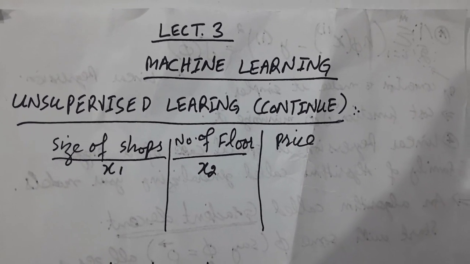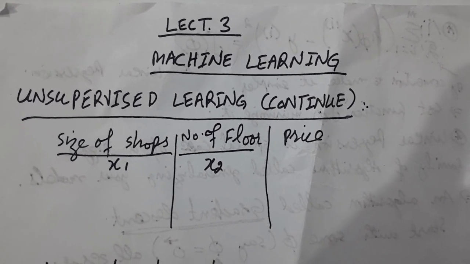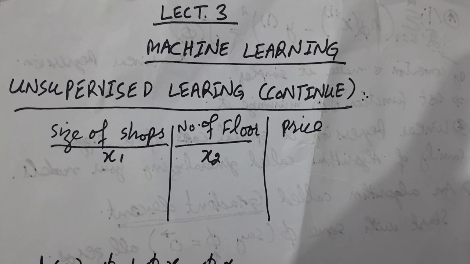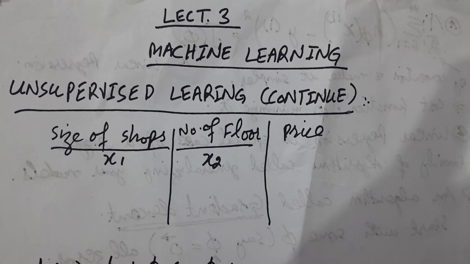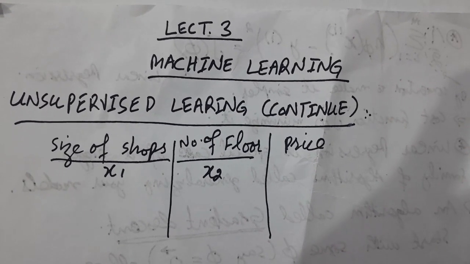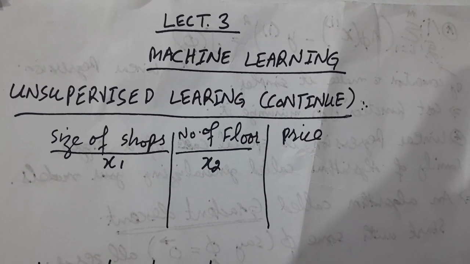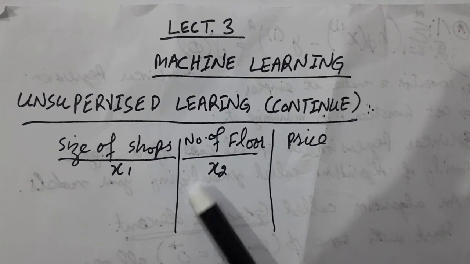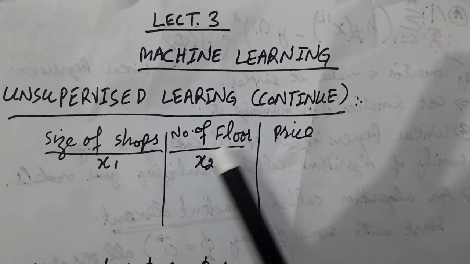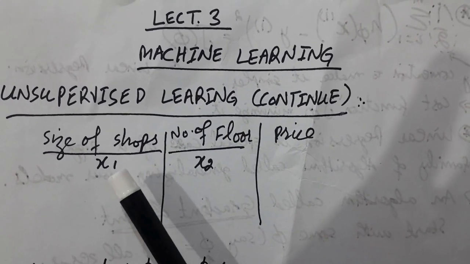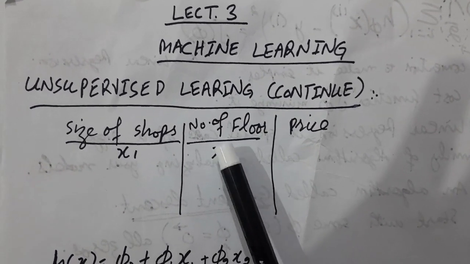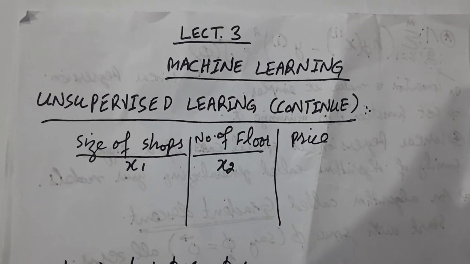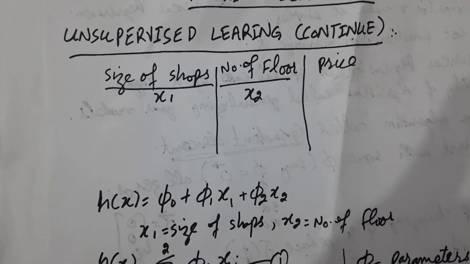Now today we will learn about unsupervised learning, which is continued from the previous lecture number 2. Linear regression is continued. The example: size of shop, number of floors, price. These are the parameters or features x1 and x2. The example is continued from lecture number 2.